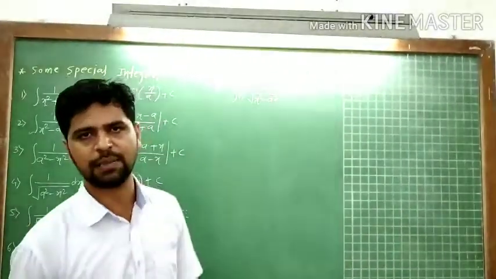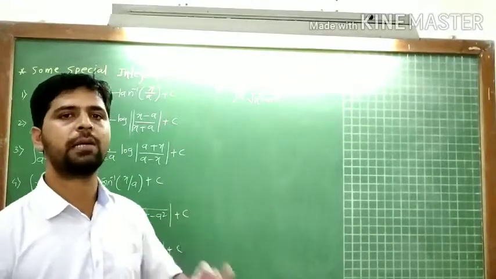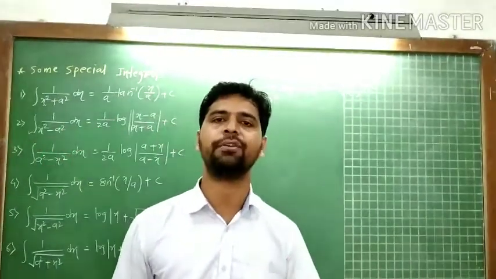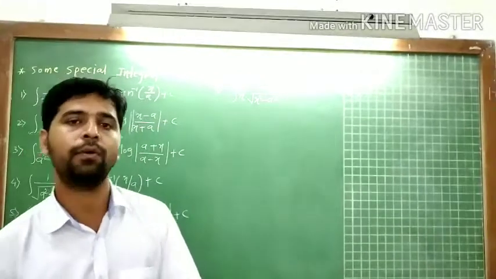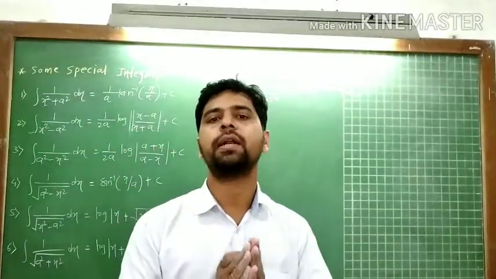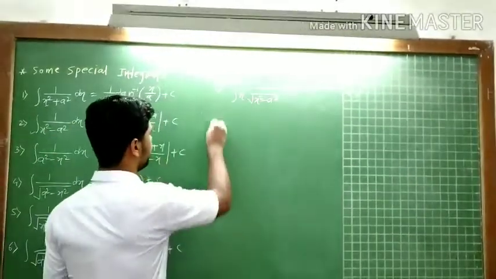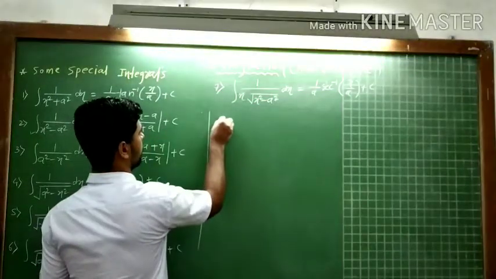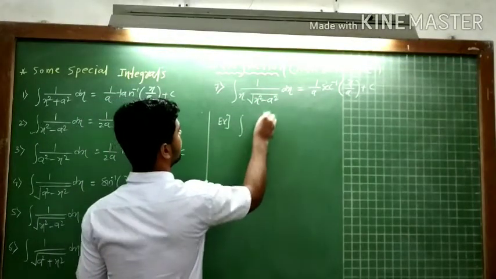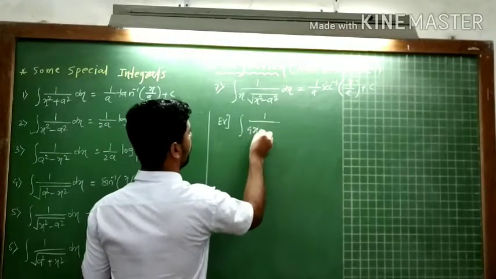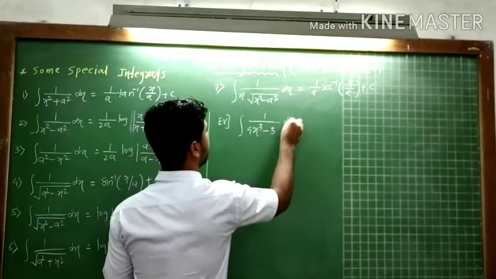Understood? Let's see one example where we have a constant number with the x square, and how to get rid of that constant number and how to isolate x square. Okay, let's see one example. Integration 1 by 4x cube minus 3 dx.